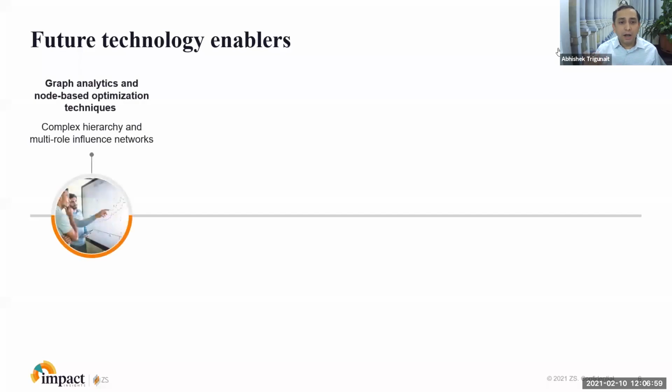Starting with graph analytics, and one of my favorites as well. Now, when we say graph analytics, we are essentially leveraging the relationship and connections between these complex sets of nodes or entities, and leveraging concepts from graph database to graph-based querying and modeling to graph visualization, all of these coming together so we can successfully use node-based optimization techniques to support these modern complex hierarchies and these multi-role and multi-channel networks within the commercial ecosystem of today.